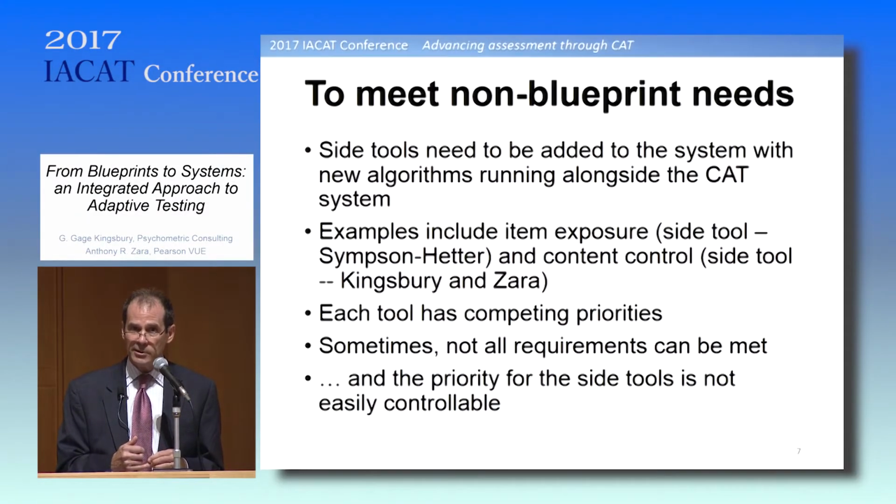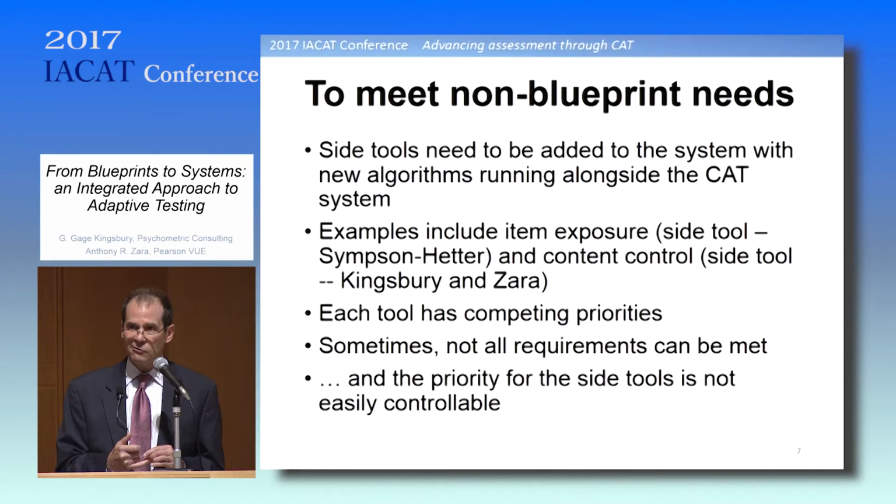The way that operational testing programs have handled these non-blueprint CAT constraints is shown on the slide. We've developed side tools, kind of homegrown solutions to problems that we're having. First example is exposure control. None of the literature that I read growing up talked about item exposure control and how to control for the item usage in an item pool. There are certain well-known procedures that have worked out, but these are still kind of procedures on the side. They're not really integrated well into your adaptive testing system.